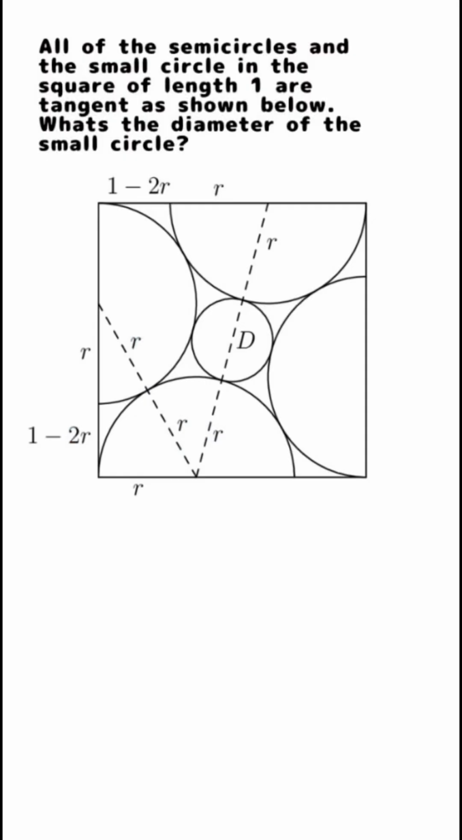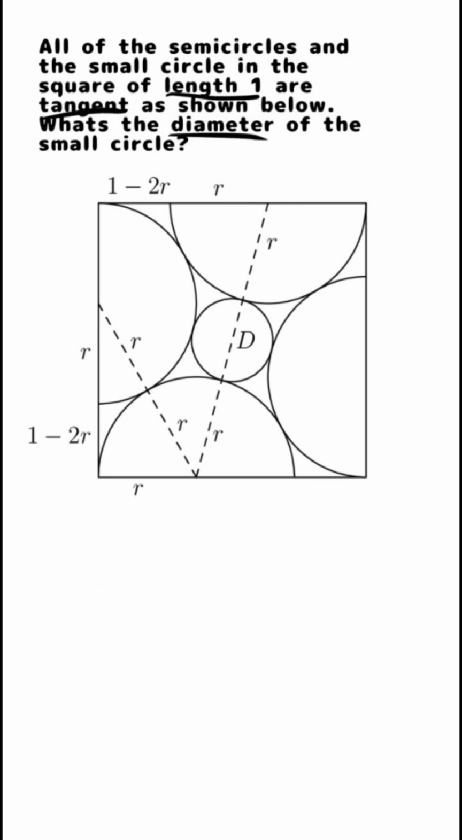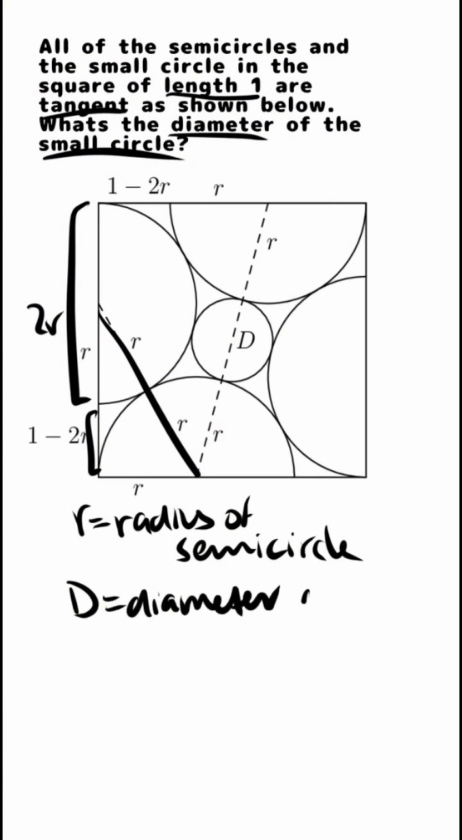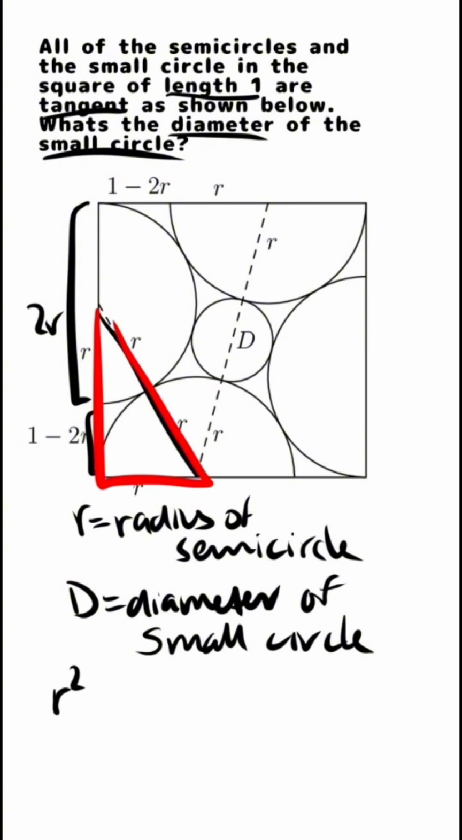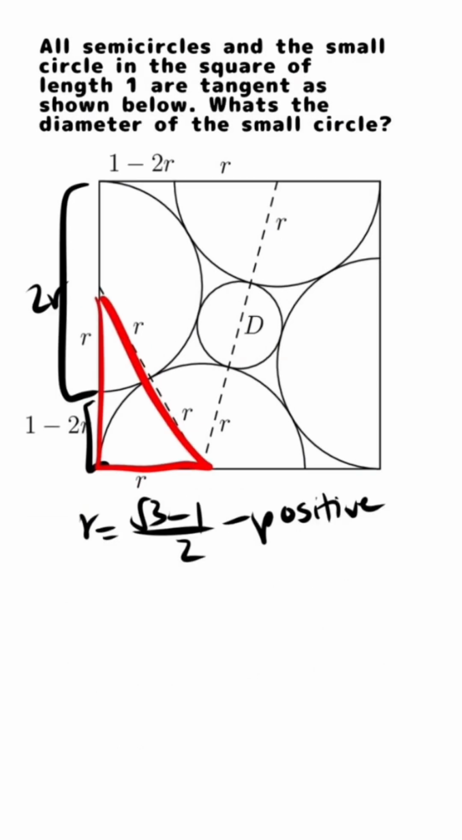Problem 20. All the semicircles in the small circle in the middle of the square of length 1 are tangent as shown below. What is the diameter of the small circle? Let r be the radius of the semicircles and let d be the diameter of the small circle. Then the length as shown is 1 minus 2r since the diameter of the semicircle is 2r and the square has side length 1. Looking at the red triangle by the Pythagorean theorem, r squared plus (1 minus 2r) squared equals (1 minus r) squared, and solving for positive r we get (square root 3 minus 1) divided by 2.